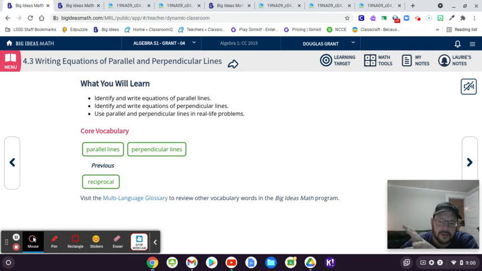They multiply to equal -1. No, we'll get there for perpendicular. They multiply to equal 1 if you have two fractions that are reciprocals.